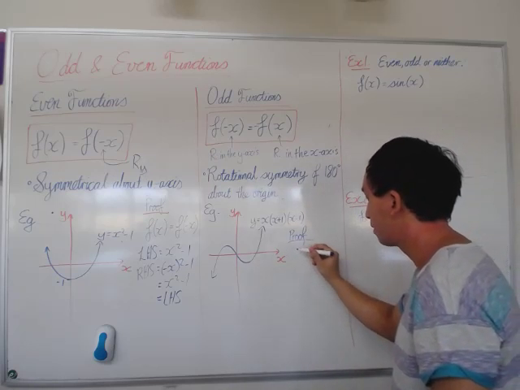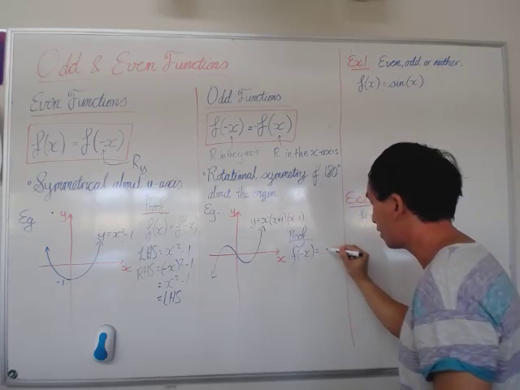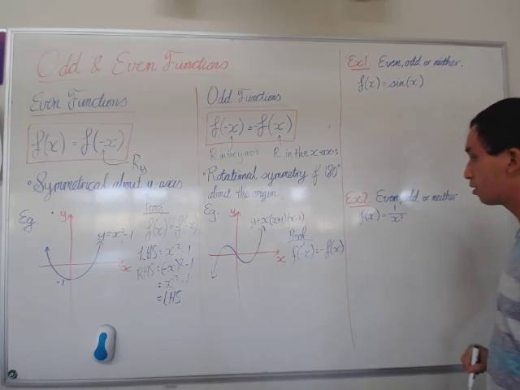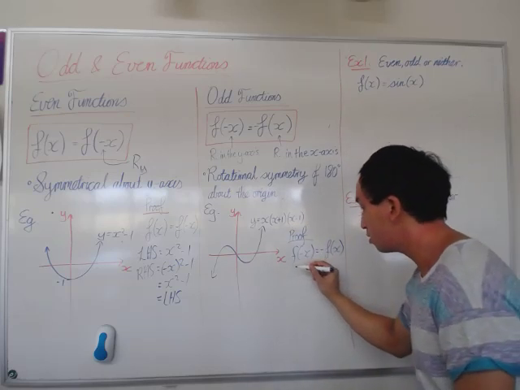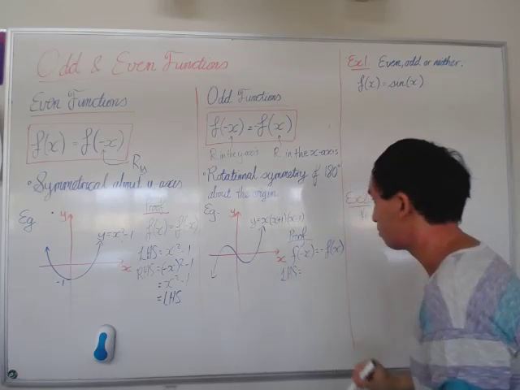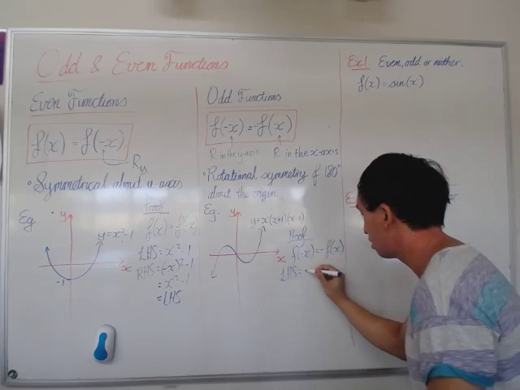Okay, so we need f of negative x equal to negative f of x. So let's work with the left-hand side first. Okay, so we're slotting in negative x every time we see it.